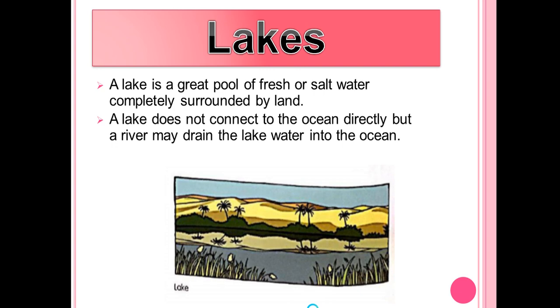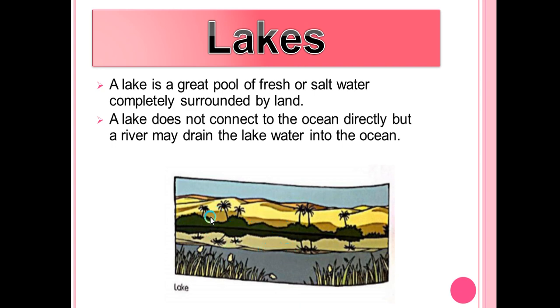Okay, let's go to lakes. A lake is a great pool of fresh or salt water completely surrounded by land. If you look at this picture, can you see this is land, and this is the lake. It's surrounded by land. You can see grasses. So a lake is surrounded by land.